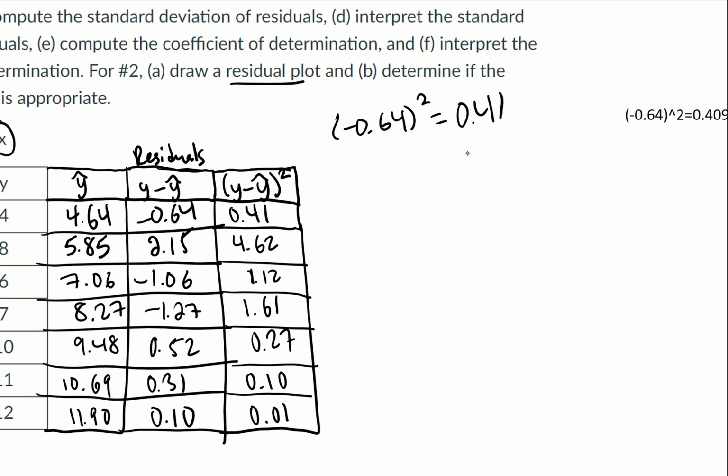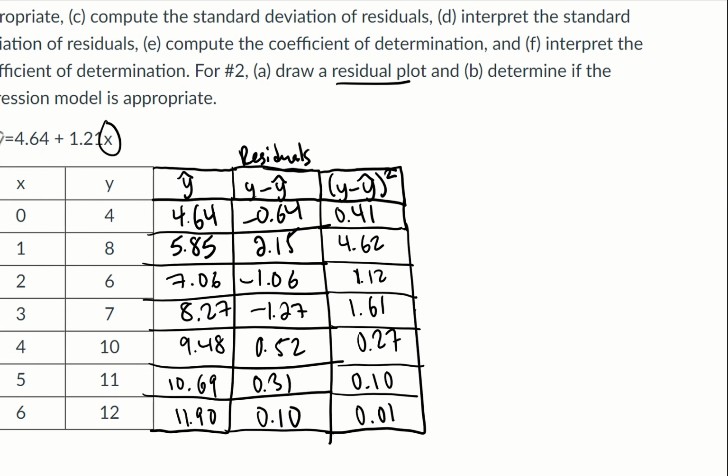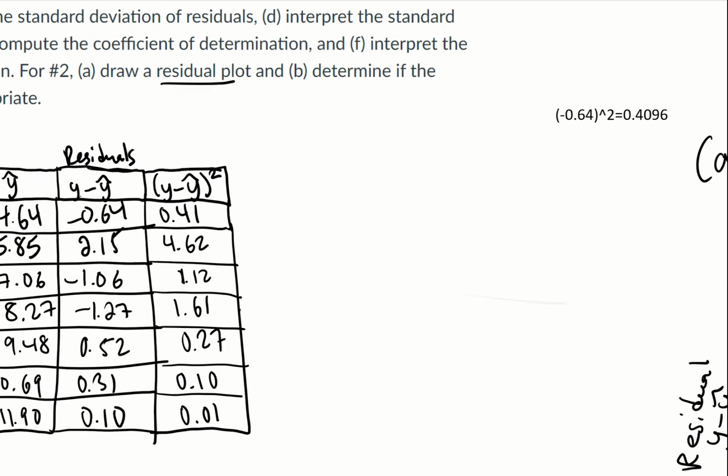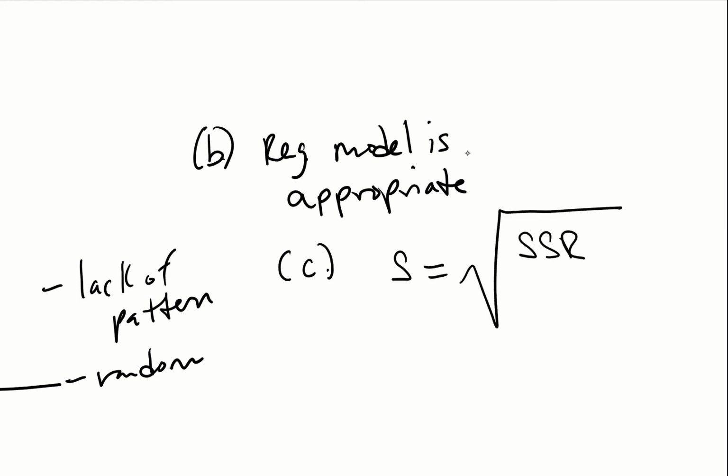Every time you square a number, it's always going to be positive. So this column should always be a set of positive numbers. There should never be a negative number in this column. So just keep that in mind. All right, so we got our squared residuals. And remember, we'll go ahead and do the calculation here. To do the standard deviation of residuals, the formula is you take the square root of the sum of the squared residuals, SSR for y hat, over n minus 2.